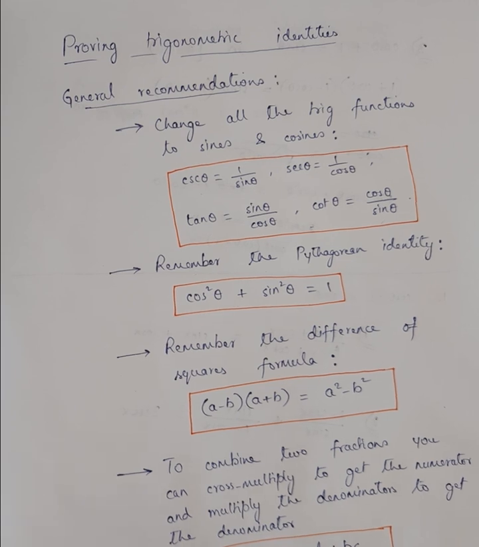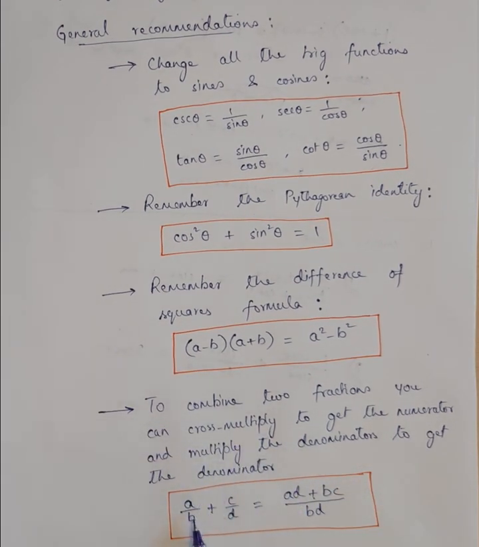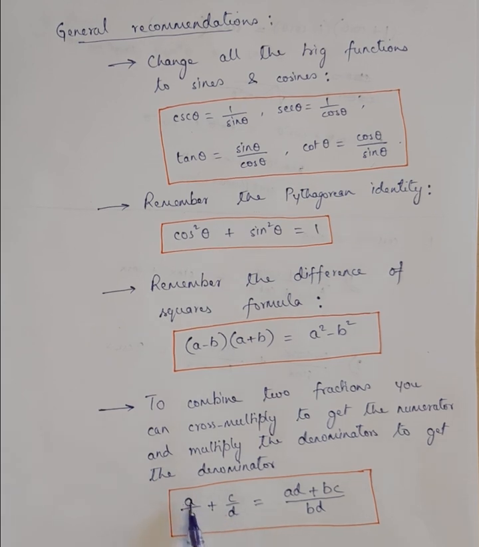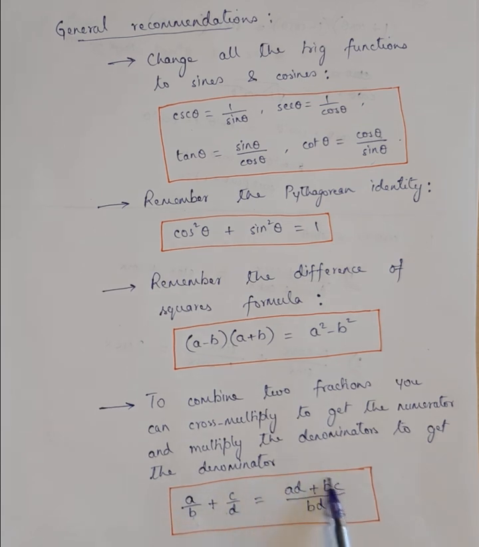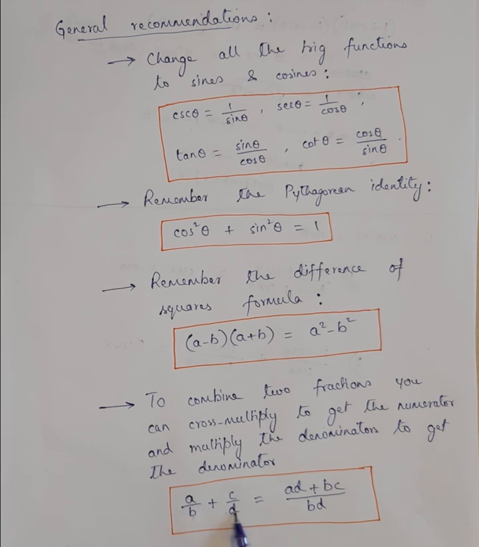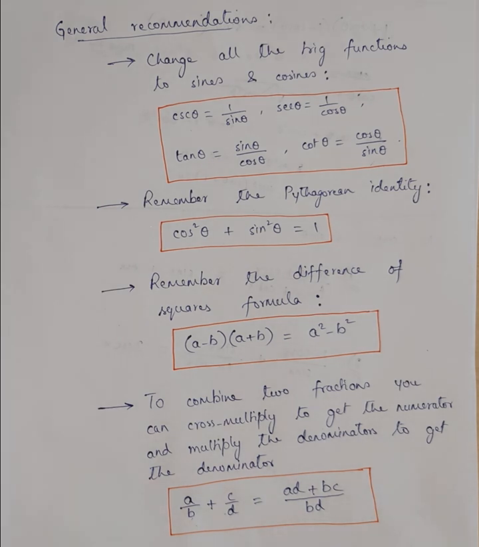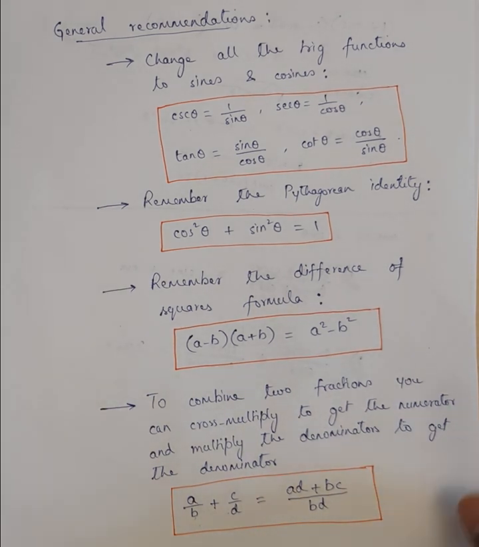So if you need to add two fractions, a over b plus c over d, then you can cross multiply to get the numerator: ad plus bc. That's how you can get the numerator. And to get the denominator, you simply multiply the denominators, bd, b times d. So these are the general recommendations that you definitely want to know, and there may be more depending on the type of problem, but these are the basic minimum.